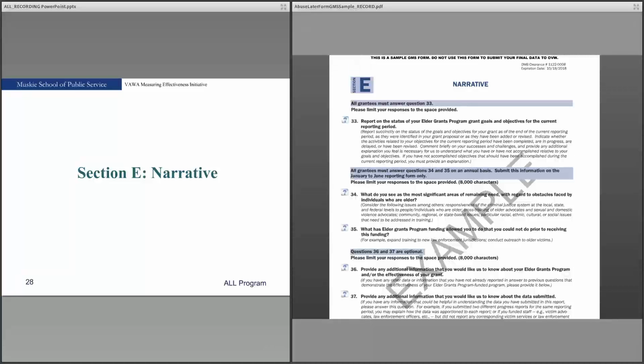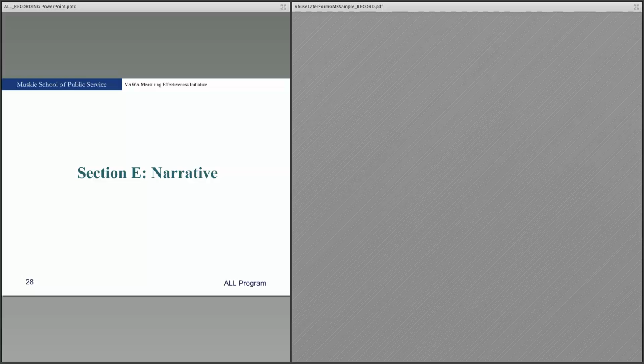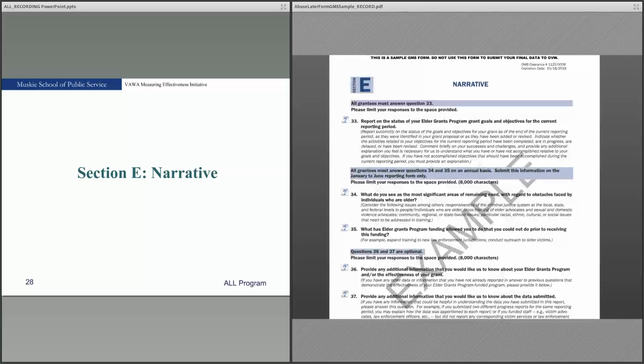Now, the narrative section makes up the last set of questions on your ALL program. Narrative questions provide the opportunity to elaborate on the work you are doing with your ALL funds, as well as non-funded activities that are related to the overarching goals of this project. All grantees must fill out question 33 every time you report, and must fill out questions 34 and 35 annually on the January to June reporting form. Questions 36 and 37 are always optional.